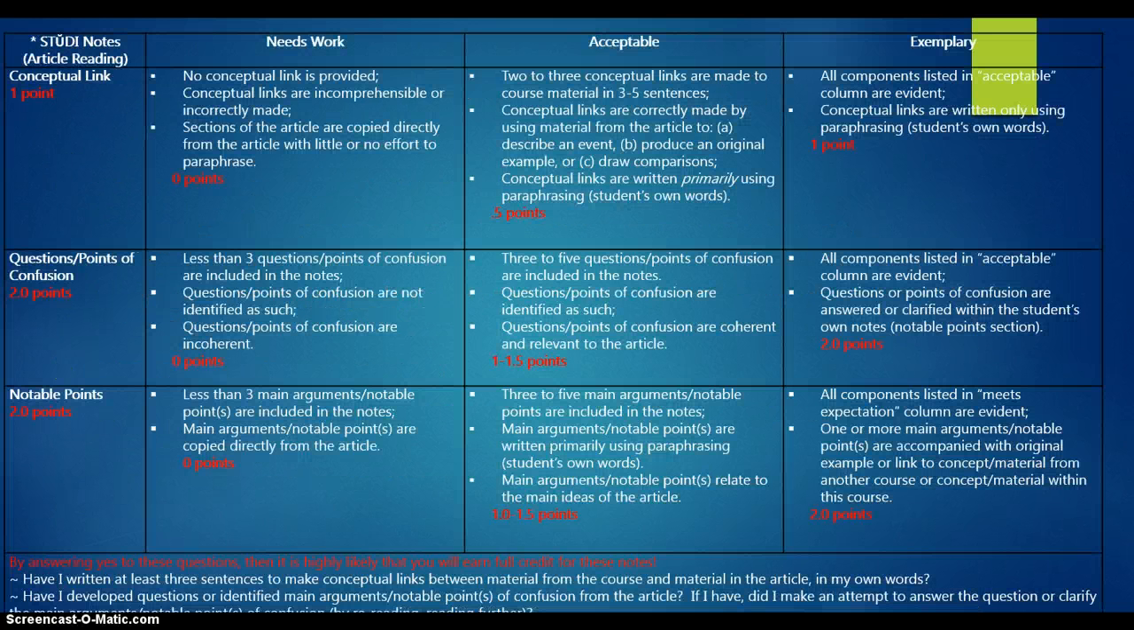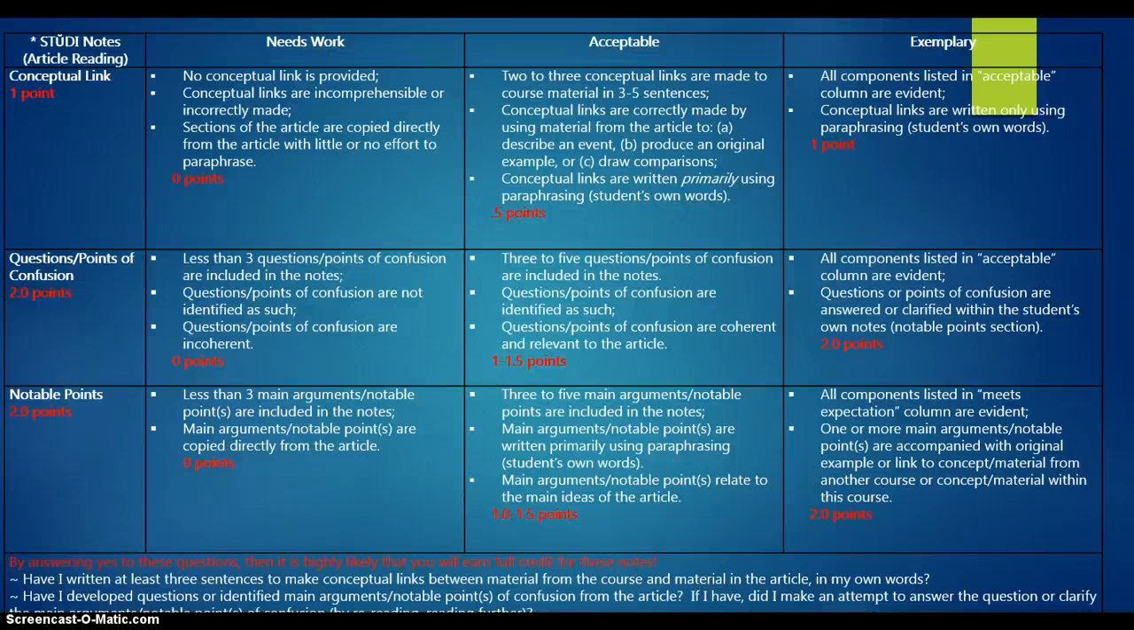Here's the rubric that would be used to grade your study notes. Let's start with the acceptable category, as many of these criteria must be met. Well, all of these criteria must be met in order to be considered exemplary. In addition, an additional criteria. For acceptable, under conceptual link, we're asking you to make this linkage in 3 to 5 sentences.